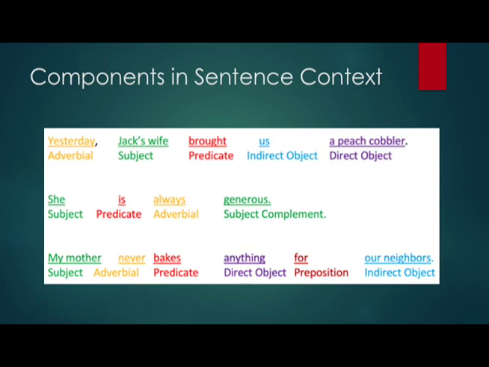Second sentence: "She is always generous." So "she" is the subject. She's the agent of the action here. "Is" is the predicate, the verb.